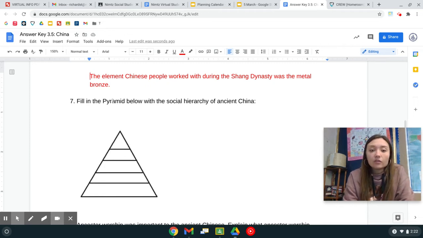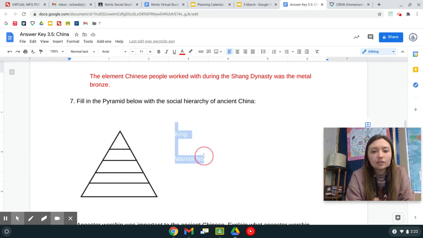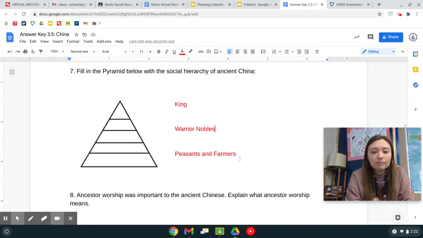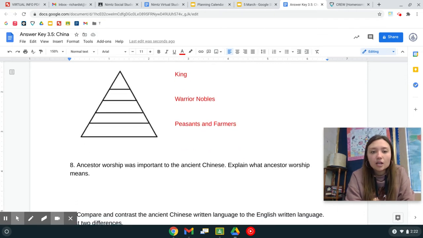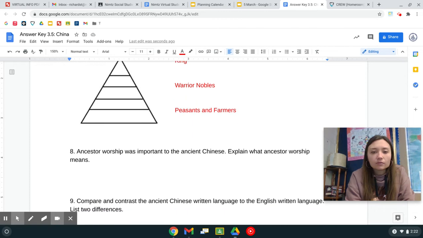The pyramid below is the social hierarchy of ancient China. So they didn't really give us in the chapter this many different people groups to add. So I just made something with the people they did give us. And so you have your king at the top, warrior nobles were below the king, and then your peasants and farmers were at the bottom. Okay. Those are the good, hardworking, honest folk, right?